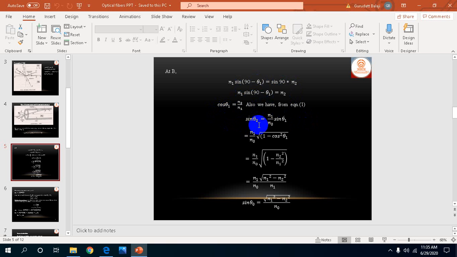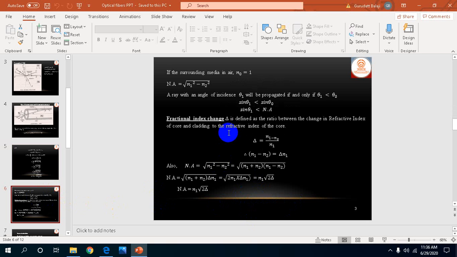Similarly, substituting in equation 1, we can get sin theta naught is N1 by N0 into sin theta 1. That is nothing but N1 by N0 into root of 1 minus cos square theta 1. Substituting the value from the above equation, that is N1 by N0 into root of 1 minus N2 square by N1 square, which is N1 by N0 into root of N1 square minus N2 square by N1. So N1 gets cancelled, and we are left with sin theta naught is equal to root of N1 square minus N2 square by N0. This is the expression for the numerical aperture.